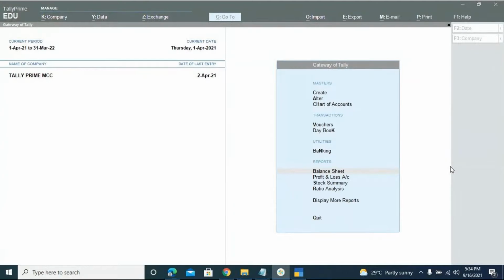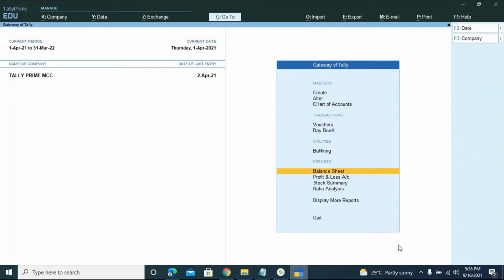Yes, Mansa has replied that, of course, we have 5 alphabets, 4 numbers, and again 1 alphabet. Yes, Mansa, you are right. So PAN has 5 alpha, 4 numbers, and 1 alpha. TAN is the reverse, 4 alpha, 5 numbers, and 1 alpha. Good. Now let's go to Tally.